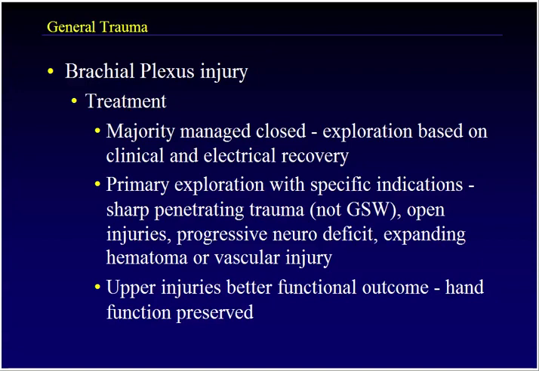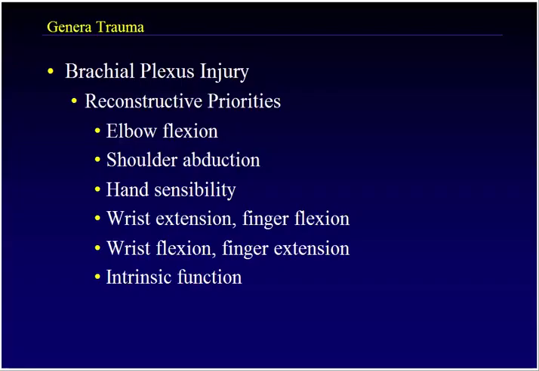The reconstructive priorities in patients with a brachial plexus injury: the number one thing that you want to try to restore is flexion of the elbow, and that's an important point to remember. Then the rest of them are listed in the order of priority: shoulder abduction, to be able to position the hand in space, if you will, then sensibility of the hand, then finally wrist extension, finger flexion, followed by wrist flexion, finger extension, and finally intrinsic function of the hand, which unfortunately is rarely obtainable in patients with severe plexus injuries.